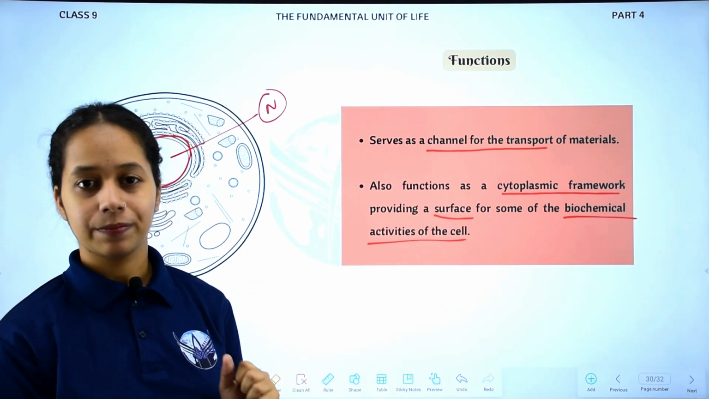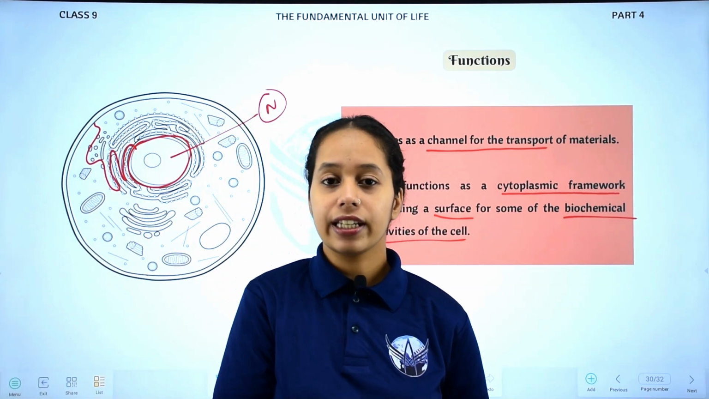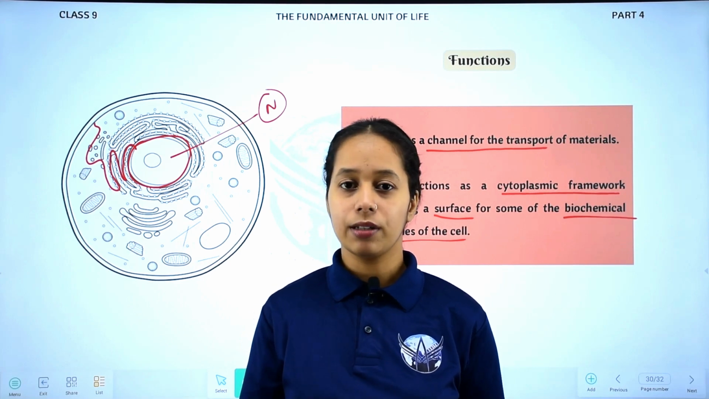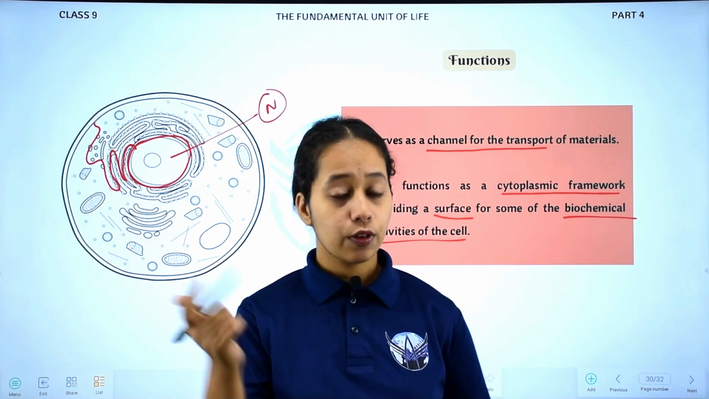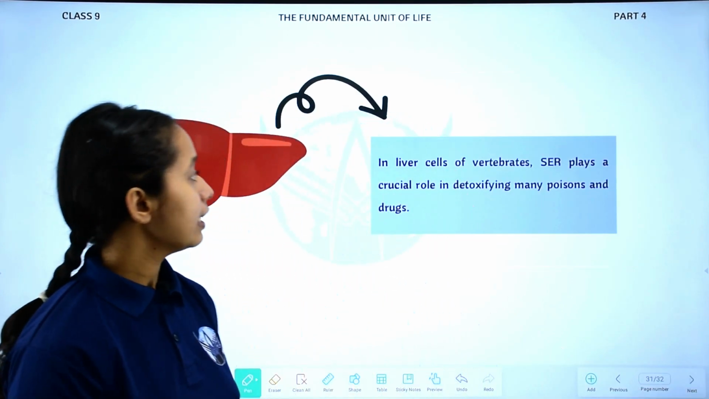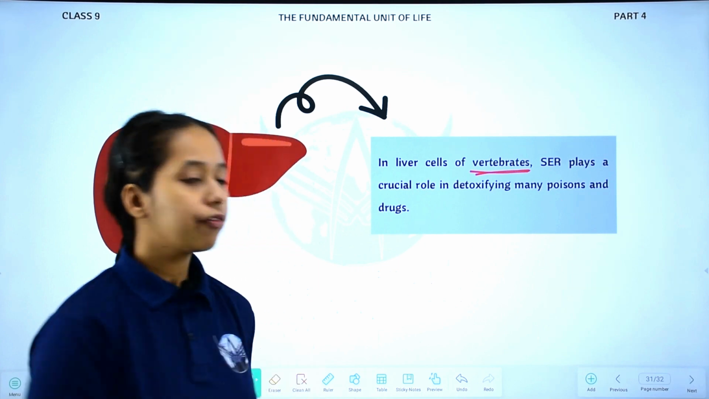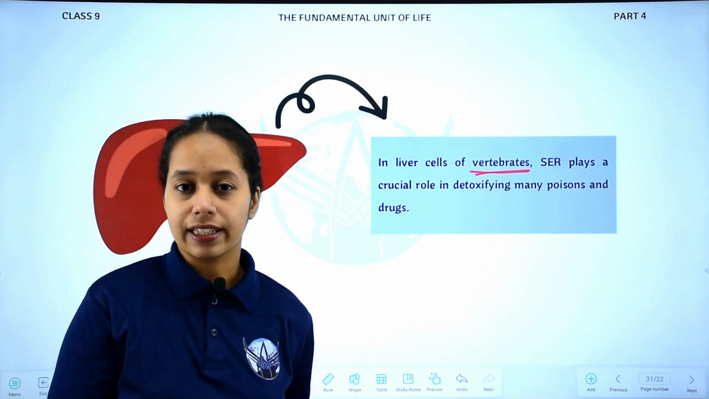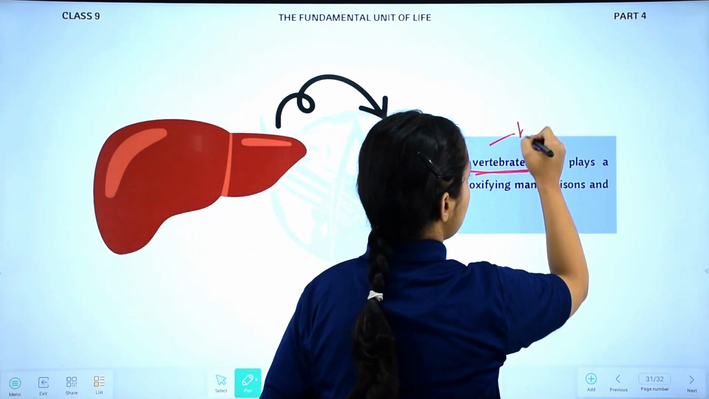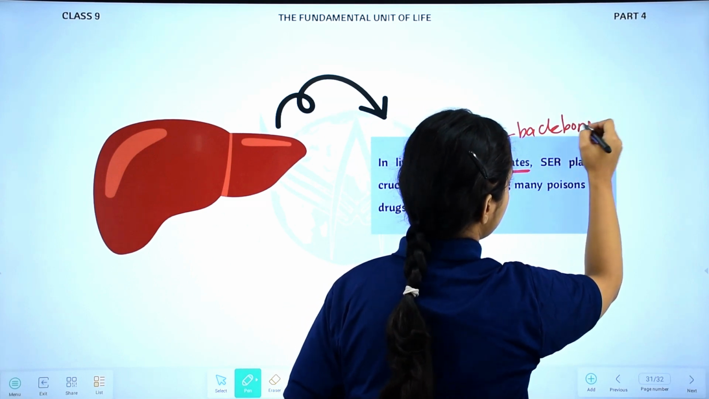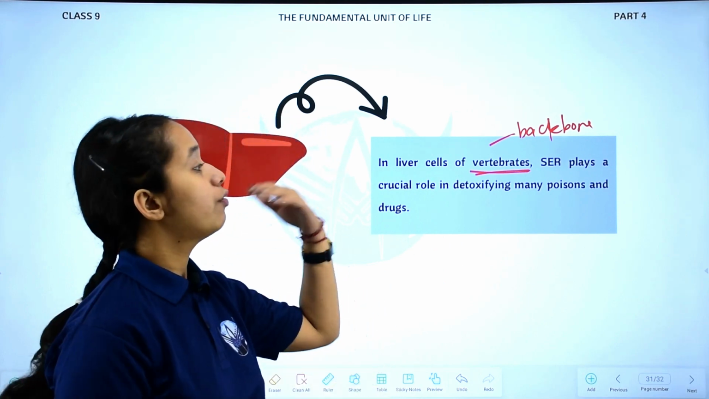cytoplasmic framework. Now, in different cells the appearance of ER may be different, and the number of ER may be different. For example, the liver cell. In liver cells of vertebrates, what do we mean by vertebrates? Vertebrates are those organisms which have a vertebral column. In short, those organisms which have a backbone, just like human beings. We also have a backbone, so we are also vertebrates.